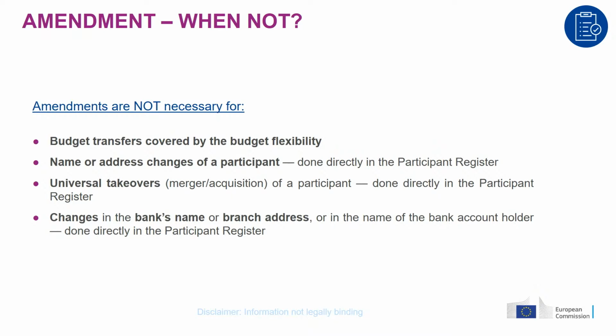And now the last point is a change in the bank account. So this time, I mentioned on the previous slide that if you are changing the number or IBAN of the bank account of the coordinator, then this requires an amendment. But if you are making another type of change, and notably, for instance, the name of the bank or the branch address, so there the amendment would not be required, and again, it would normally be sufficient to make the change in the participant register.